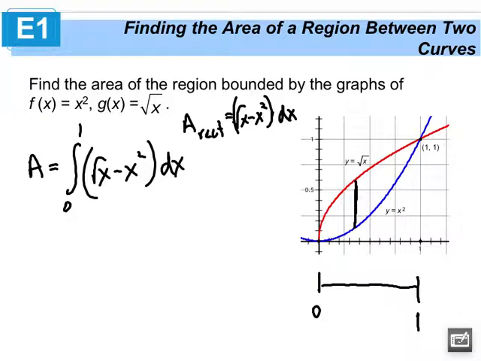Questions? Is there a reason that black line is there? That's the representative rectangle. That black line is supposed to be a really tiny rectangle. You can put it anywhere in that region you want to. You can slide it left and right. And so dx is like the width. You got it. Alright.